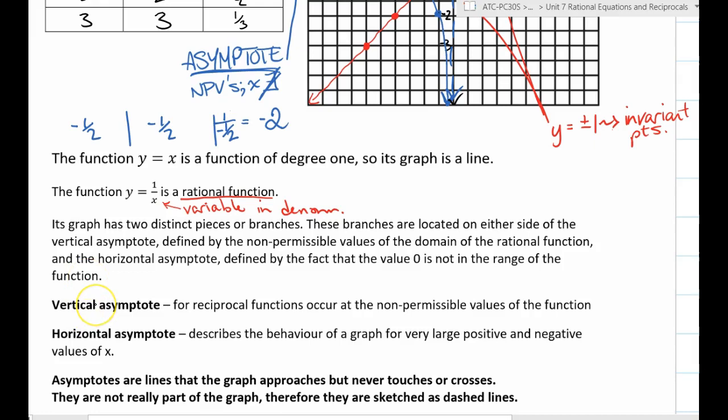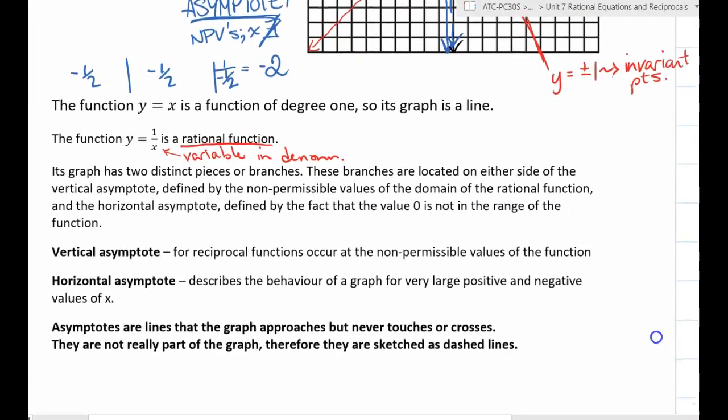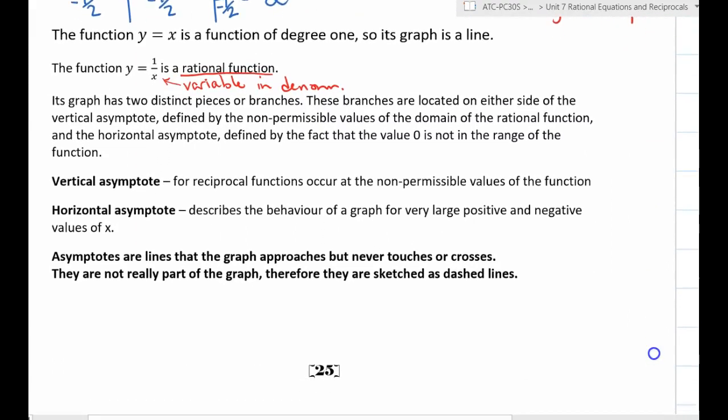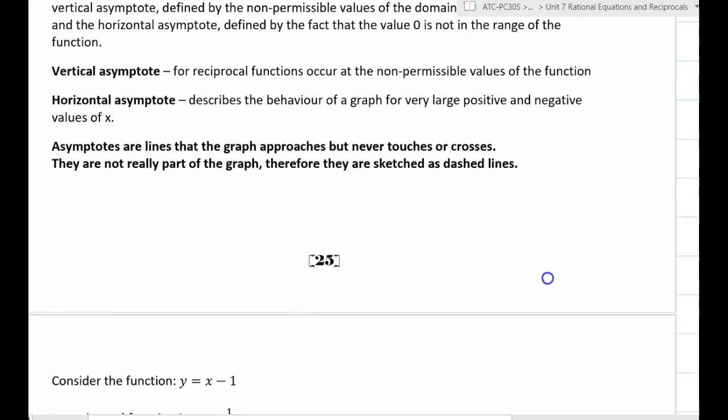Okay, so a vertical asymptote, so we're not NPVs. Horizontal asymptote describes the behavior of the graph for very large positive and negative x values. So again, they never quite get to 0. So that's why y cannot be 0. Okay, so asymptotes are lines that the graph approaches but never touches or crosses. They are not really part of the graph, therefore they are sketched as dashed lines.